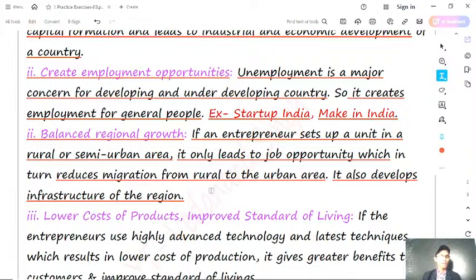Means those people who are coming from village to urban area for their job, they can get the job in the same area. So there is no migration. Migration means moving the people from one place to another place for their requirement. That is the migration. And along with this, if a particular company is set up in any area, it develops the infrastructure. Along with this there is development of schools, medical facilities, and hospitals. Means in that area the infrastructure is developed.